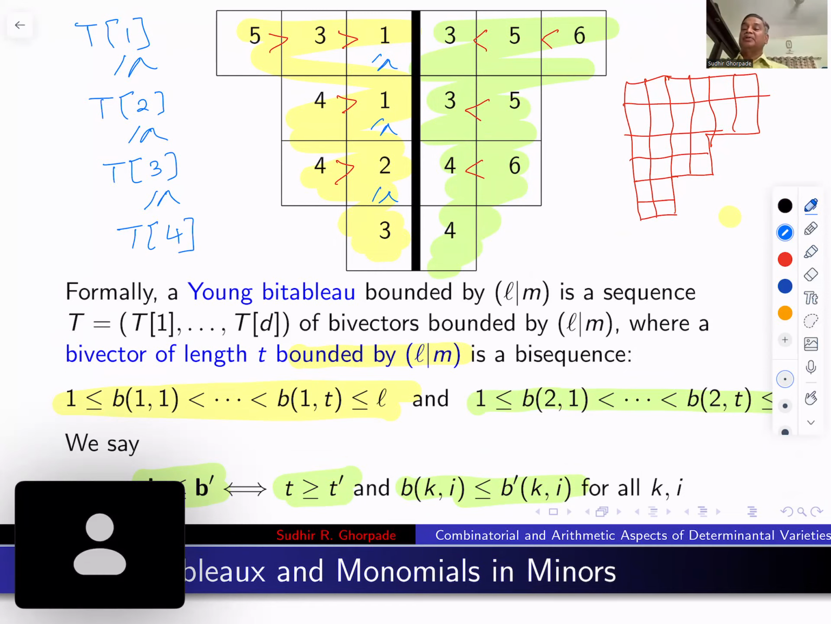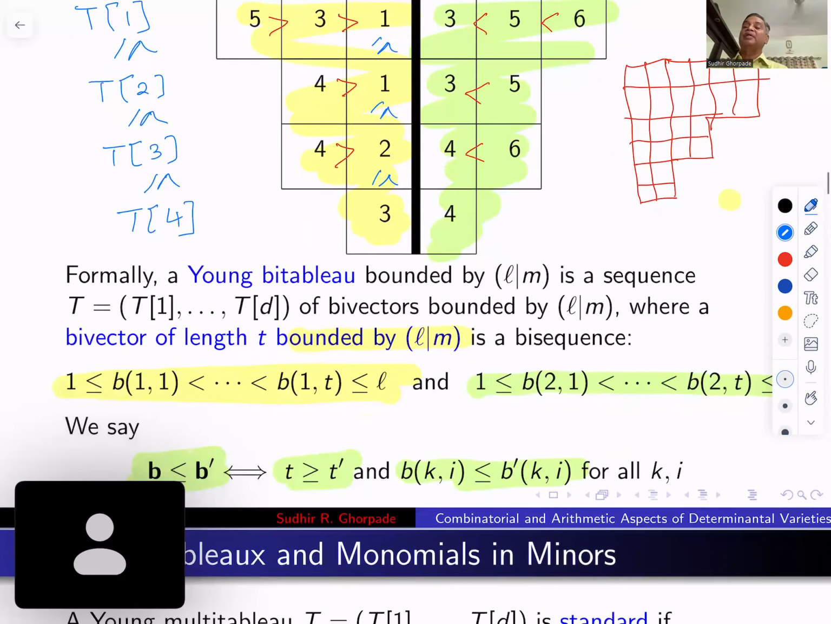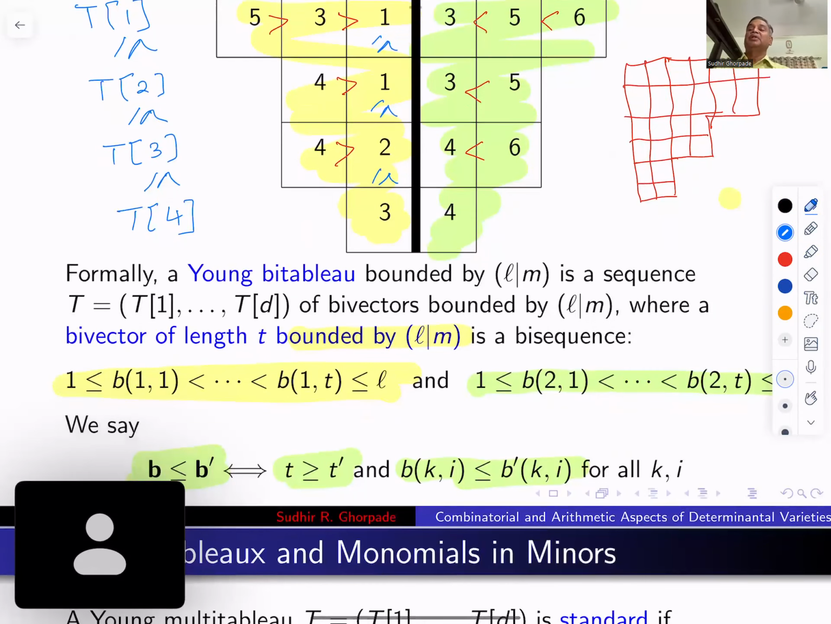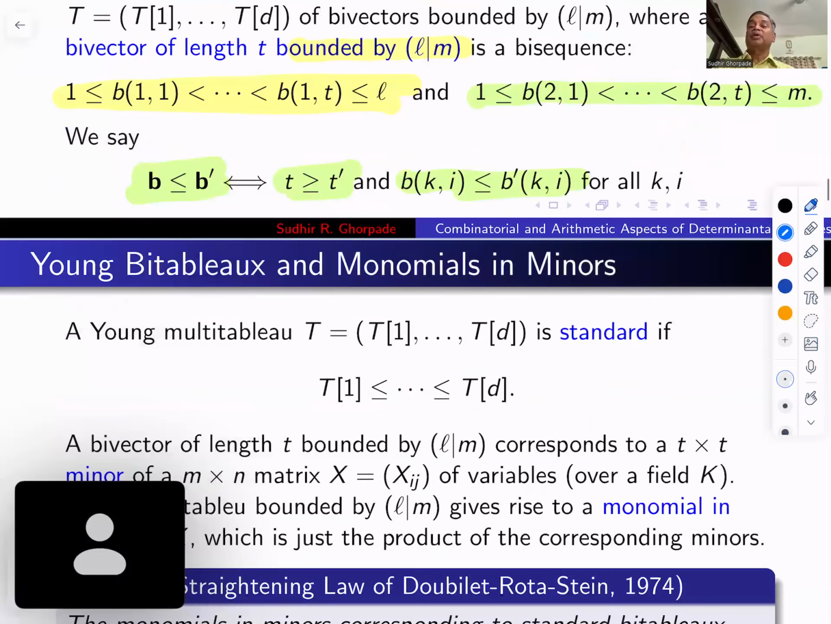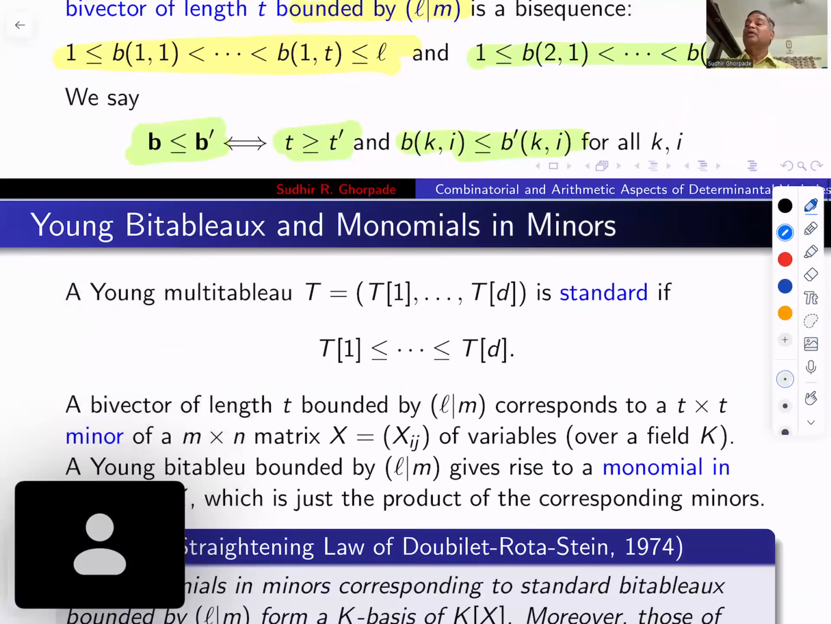Okay, so that's the notion of an order on bivectors, and a bitableau is just a sequence of bivectors. I will call this standard if T1 is less than or equal to T2, less than or equal to TD. And so that's a purely combinatorial notion.